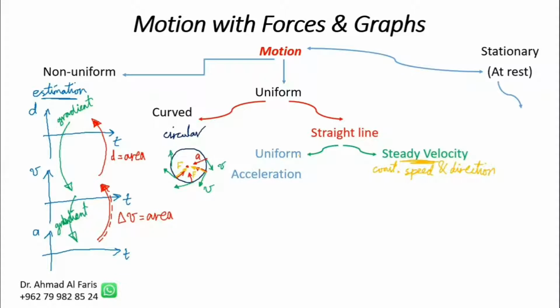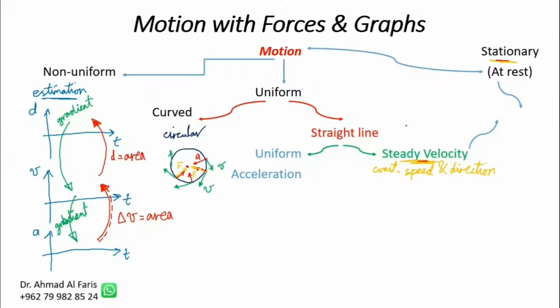Now let's go back. Any object at rest, or any object at steady velocity, both of these are stationary objects or objects at constant velocity. They use one word to explain both of these situations. What is the word that explains both? The object is at rest or the object is at constant velocity. Who can tell me what the word is? No acceleration. Exactly, no acceleration.